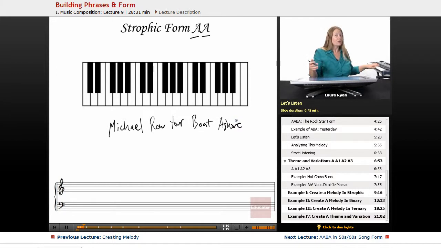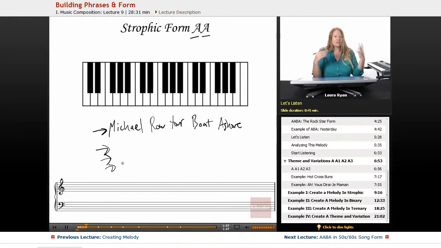just does that over and over again. Michael, row your boat ashore, hallelujah. Michael, row your boat ashore, hallelujah. And then the next line is something else about Michael rowing his boat ashore. And it's very basic, just the same words over the same melody. And it just goes on and on and on.